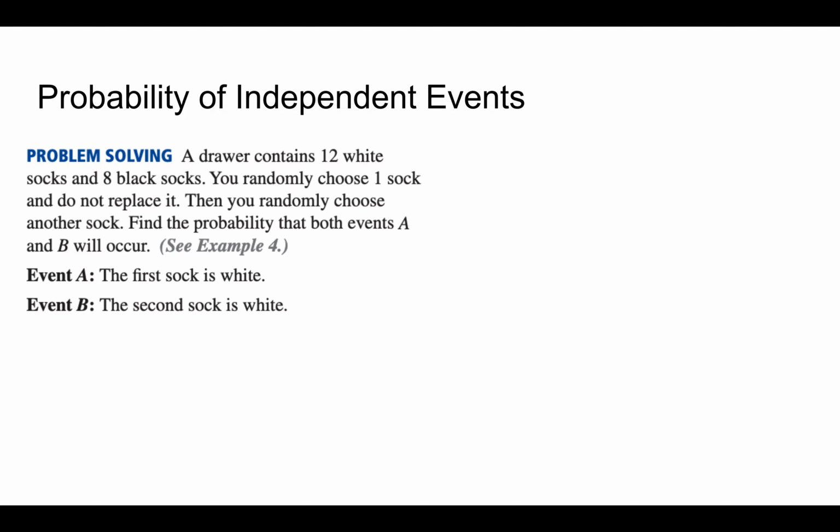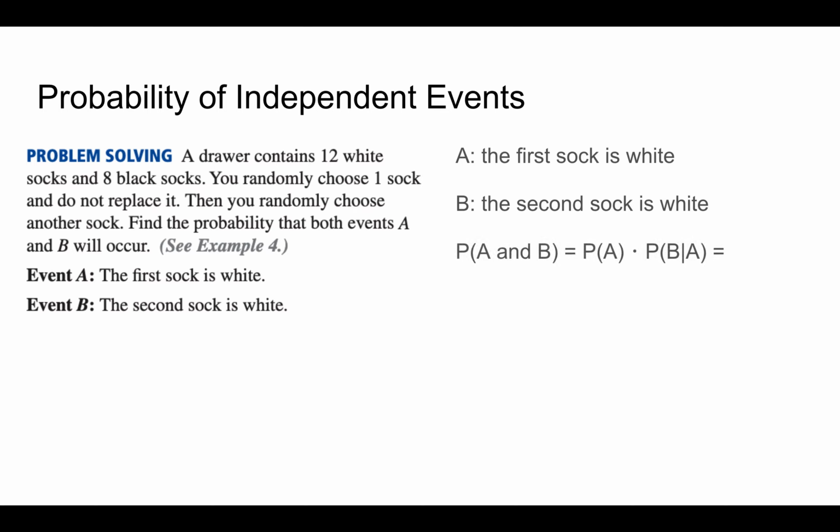Now, why is this dependent? Well, they said that you are not replacing the first sock. So this is without replacement. Your options are not the same on the second round. What you get on the first determines what's available on the second. So these are dependent, and we're going to use the formula for dependent events. Those are the events, again, just to review them. We have to think about the probability of A times the probability of B given A.